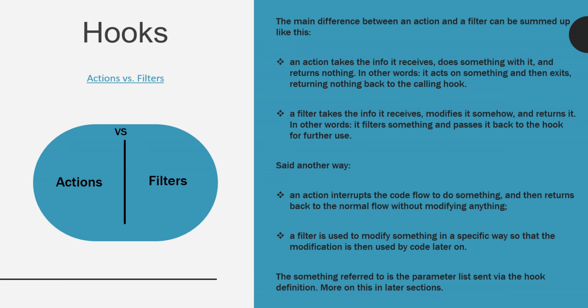Said another way, an action interrupts the code flow to do something and then returns back to the normal flow without modifying anything. On the other hand, a filter is used to modify something in a specific way so that the modification is then used by code later on. The something referred to is the parameter list sent via the hook definition. More on this in a later section. This is in fact from the WordPress.org documentation. Brief.